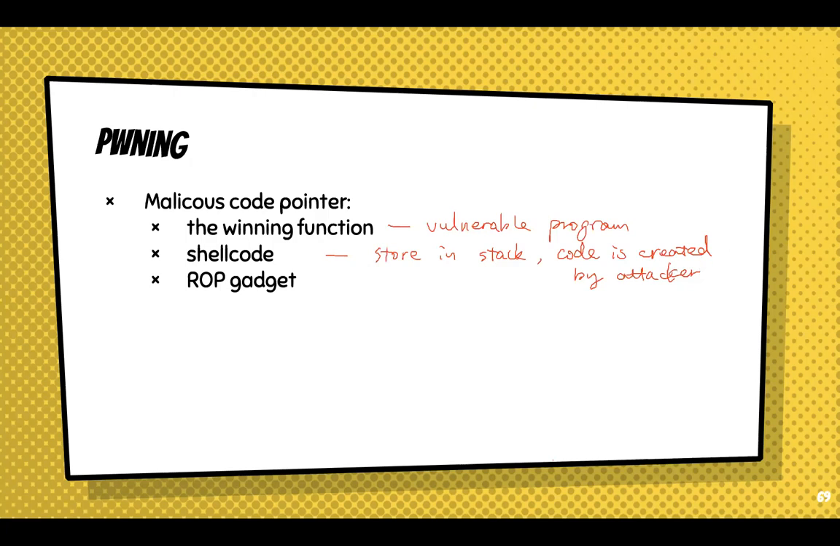And then the third is ROP gadgets. The gadget itself is also stored in stack, and here I mean the ROP chain. The chain is stored in stack, but the code is actually not coming from the attacker. The code is coming from the program itself. It can be coming from the program, or from the dynamically linked library, like libc, when the process is running.